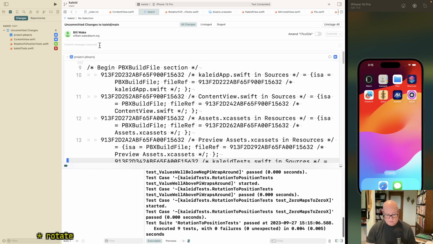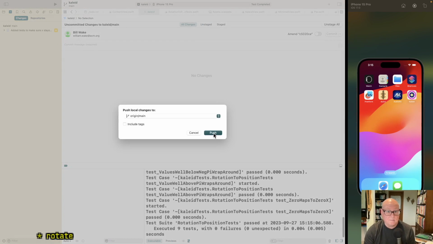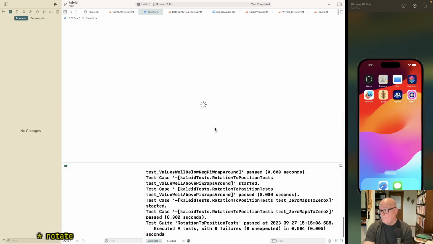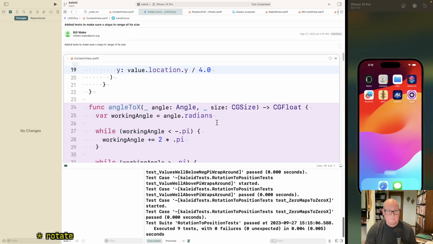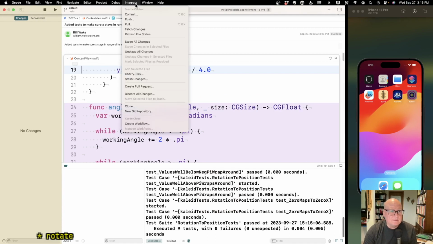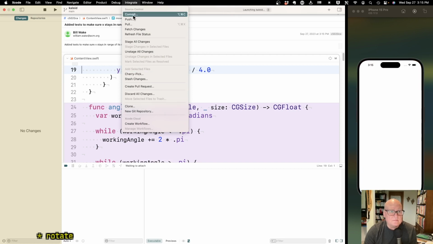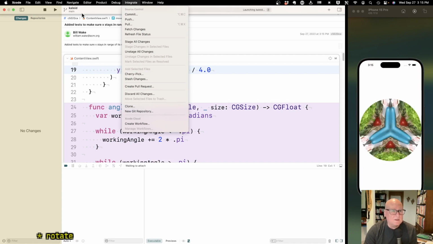Okay, so now, well, let's push this. Stage everything. So we added tests to make sure X stays in range of its size. I'd like to close that window when it's done.